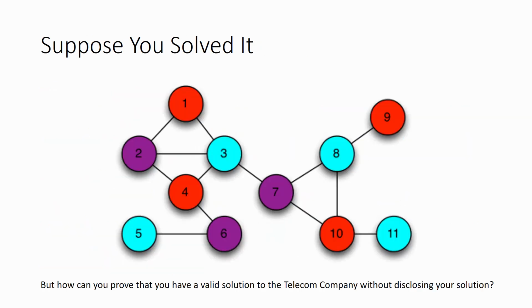But how can you prove that you have a valid solution to the telecom company without disclosing your solution? Let's say this is the solution that you have, but how would you prove it to the telecom company without disclosing it? This was the problem which people were trying to solve in the 1980s. How do you prove that you have a solution to a graph coloring problem, which is NP complete? In a sense, how do you prove that you have a solution to any NP problem without disclosing the solution itself?